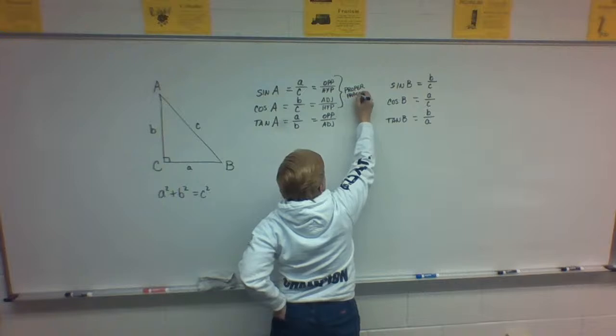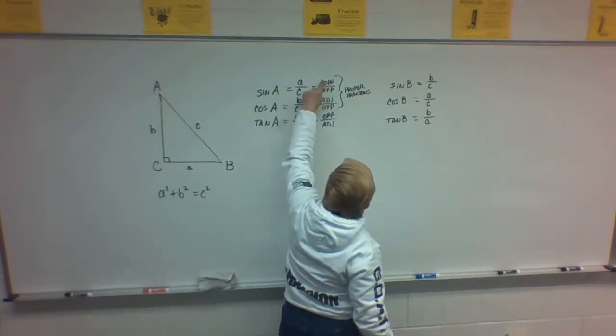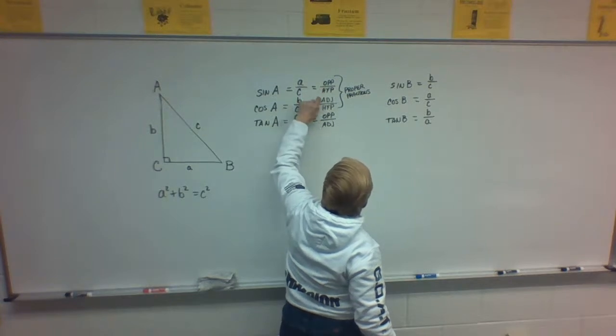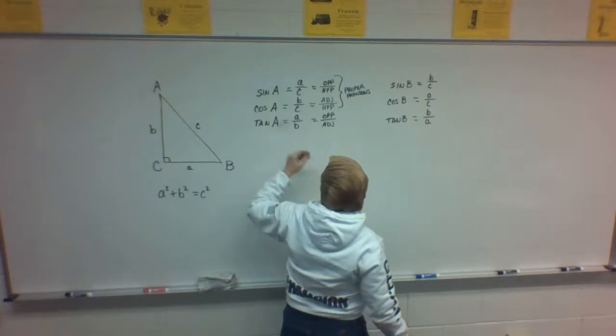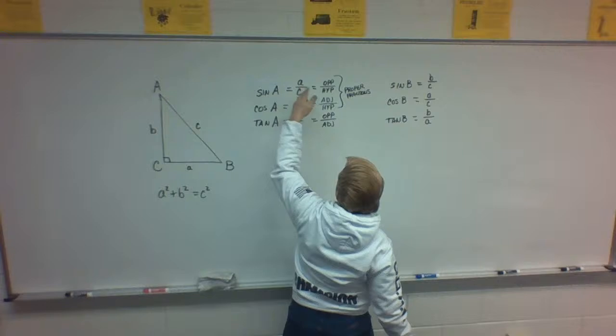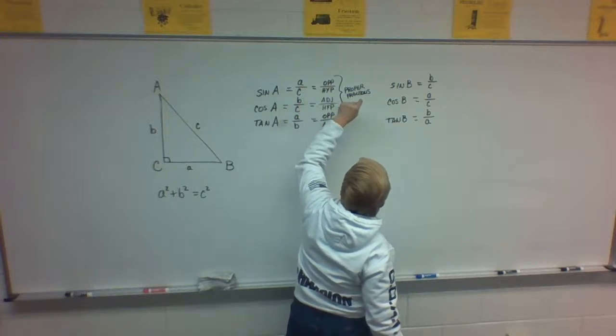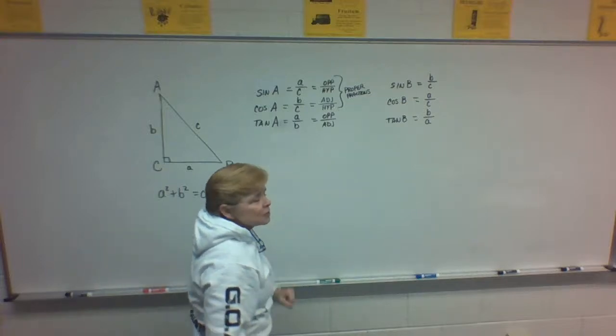Because the hypotenuse is the longest, you'll always have a smaller number over a larger number for these two, because the hypotenuse is always biggest. Does that make sense? So the sine and cosine of an angle, whether it's A or B, the values that you will get will always be less than 1, or proper fractions.